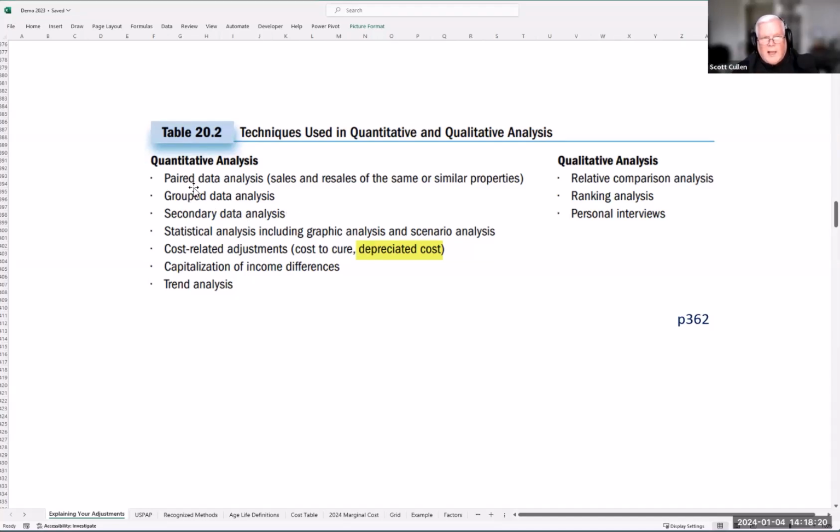Other methods, paired data and group data, those are under an umbrella called sensitivity analysis, which we will use. We'll also be using adjusted pairs in this example, and then we'll be using some ranking analysis. So Solomon pretty much covers all the bases. We'll use secondary data possibly to verify other adjustments. We'll do some graphic analysis. We don't do trends or income differences, but pretty much everything else is covered in Solomon.